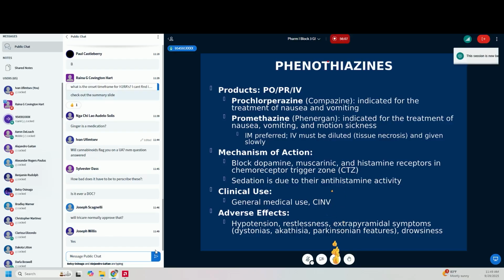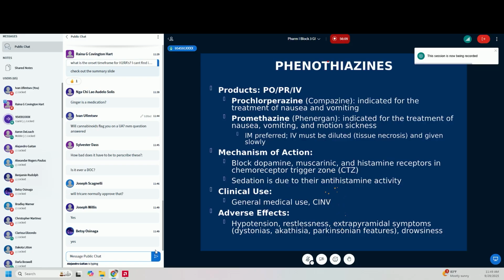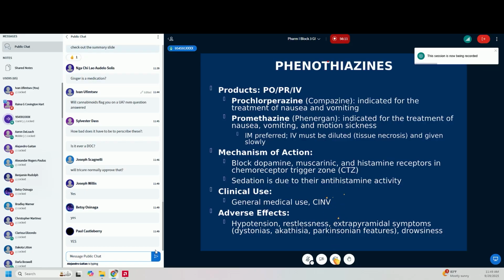Okay, sorry. So when we look at the products that we have available, for our phenothiazines, our rectal formulation is very good if someone is actively vomiting, okay? So you have your prochlorperazine and your promethazine. A lot of the times we will use our promethazine. You see that we're using both of these for nausea, vomiting, but with that promethazine, I also get the benefit of that motion sickness.